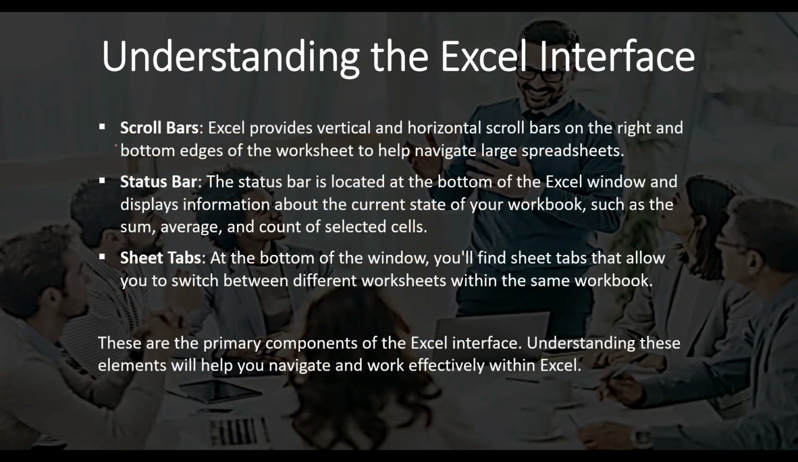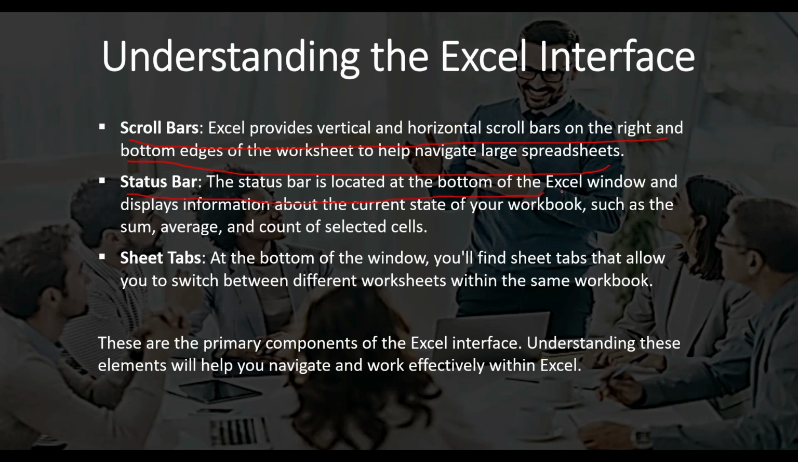Then we have the scroll bar. The scroll bar is a vertical and horizontal scroll bar on the right and bottom edges of the worksheet to help navigate large spreadsheets. If we have some large data, we can navigate through the scroll bars. It is present on the right side to scroll up and down, and at the bottom edge of the worksheet to scroll right and left. Okay.